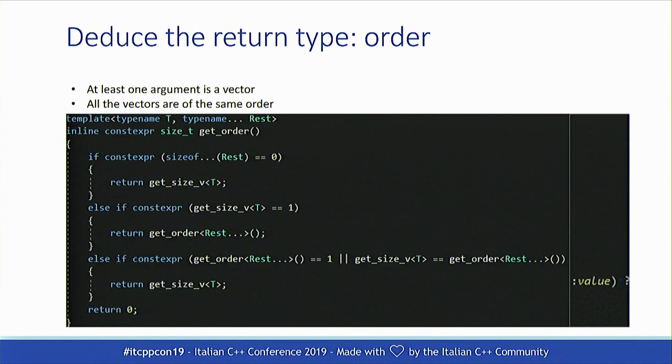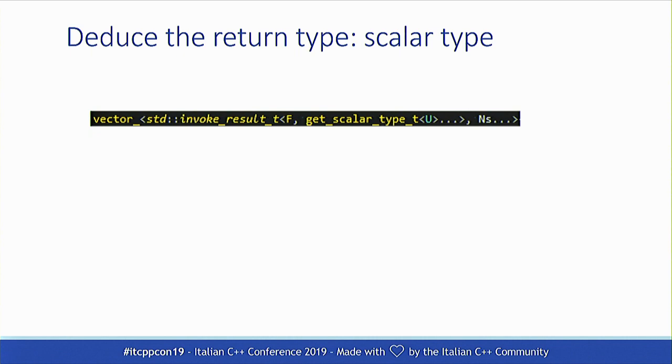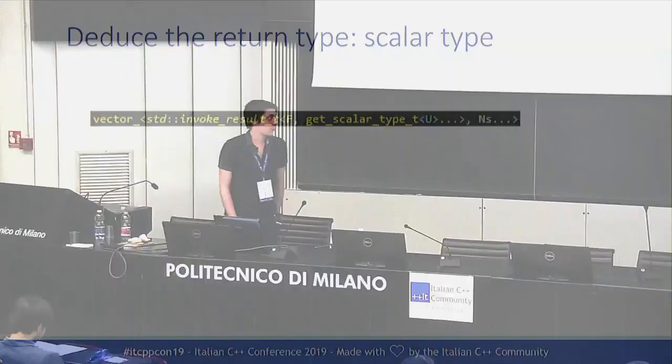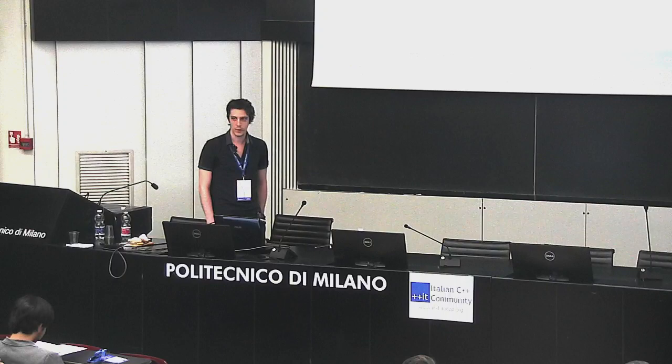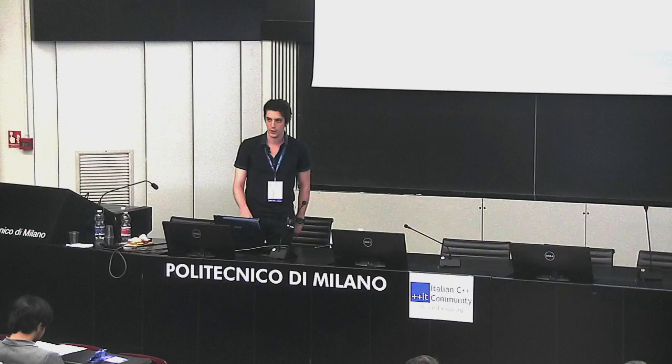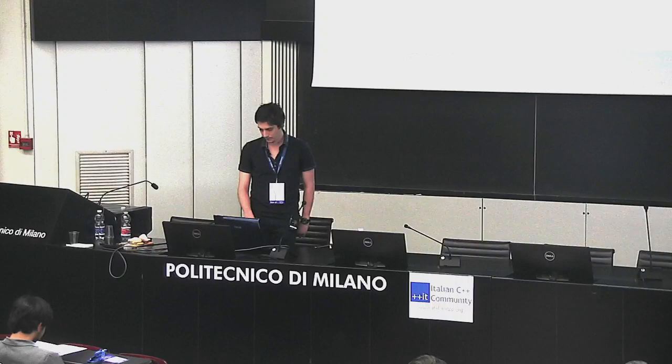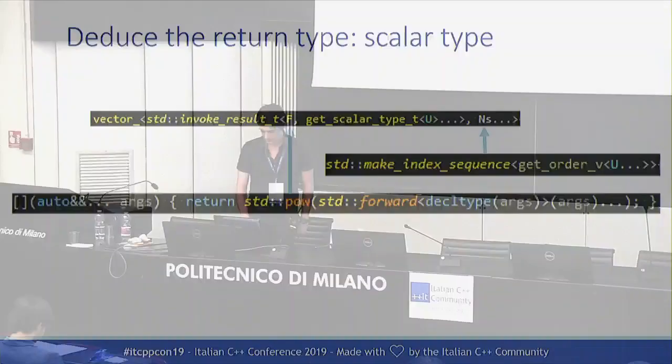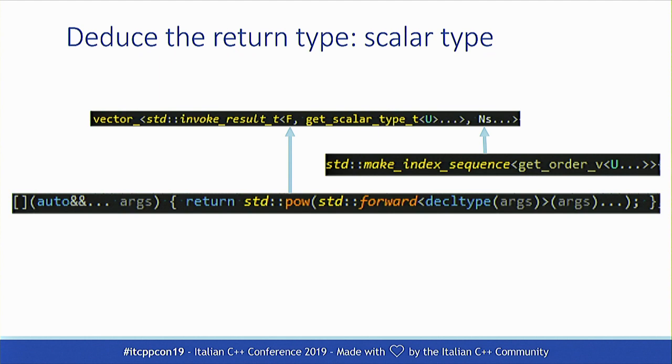Now that we have the order, we need to deduce the type of the vector. To deduce the return type of the function, we can use, again, something new that C++17 offers, that is invoke_result. invoke_result, given a callable and a list of arguments for that callable, will tell us which type will be returned when invoking that function. Another little problem, F cannot be pow. Who knows why? F cannot be pow because pow is an overload. So since it is an overload, invoke_result doesn't understand which overload of pow we are sending to F. So we need to enclose pow in a lambda. Once we create this lambda, it is a valid callable object that we can send to F to be deduced in invoke_result.